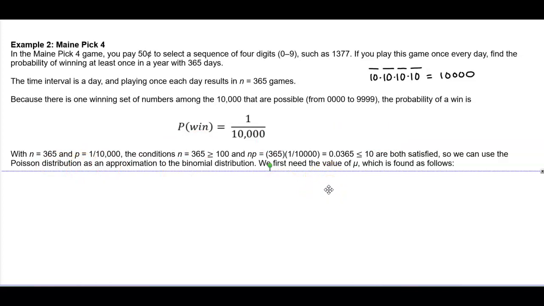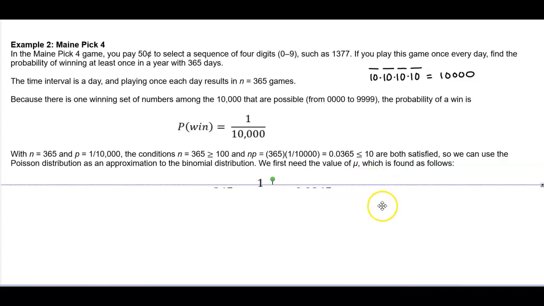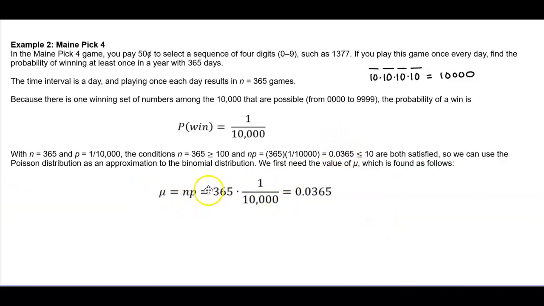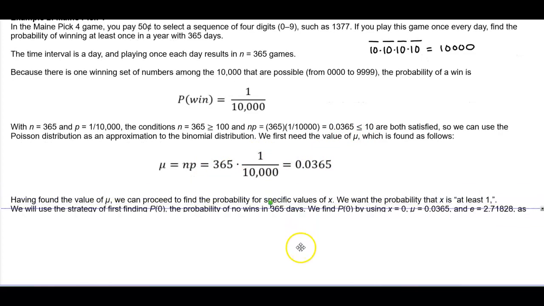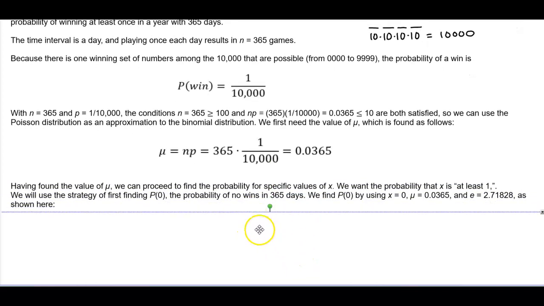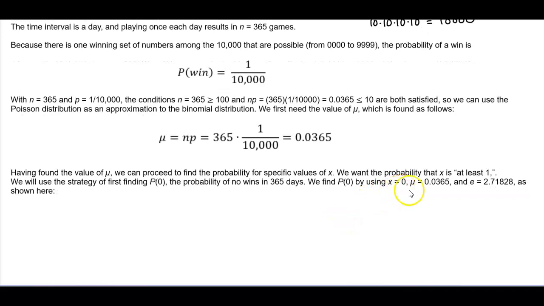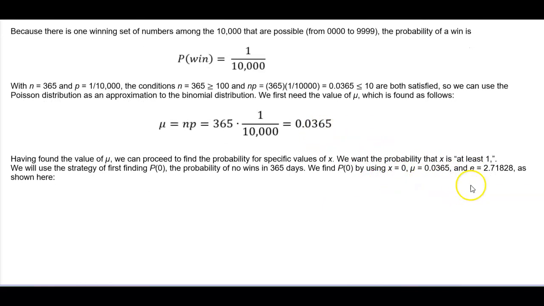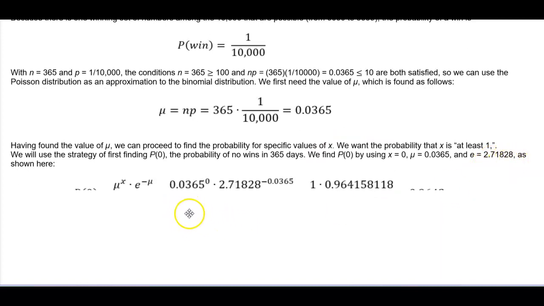Now, we first need to find the value of the mean, which is the following. We know from this part here, the mean is equal to n times p, which is 365 times 1 over 10,000, which is what we did, and we got 0.0365. Now, having found the value of the mean, we can proceed to find the probability of specific values of x. We want the probability that x is at least 1. We will use the strategy of first finding the probability of 0, which is the probability of no wins in 365 days. We find the probability of 0 by using x equal to 0, the mean is 0.0365, and the value of e is equal to 2.71828 as shown here.